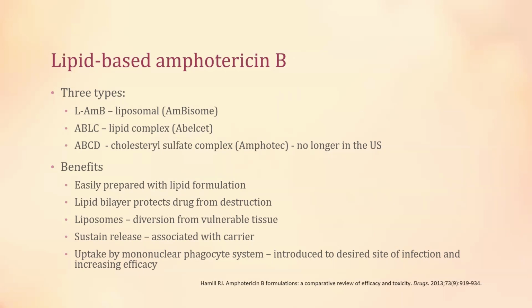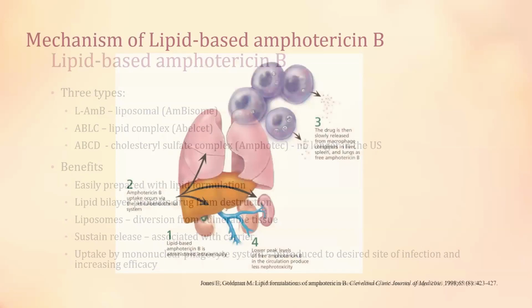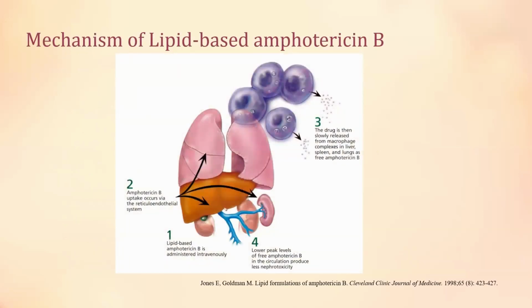The mechanism of action in picture form: the lipid-based amphotericin B is still administered IV, but the amphotericin B is taken up by the reticuloendothelial system, which leads to the eventual slow release from the macrophage complexes to free amphotericin B. This leads to lower peak levels of free amphotericin B. As a result, less nephrotoxicity.